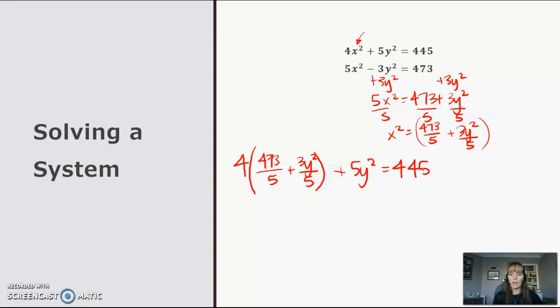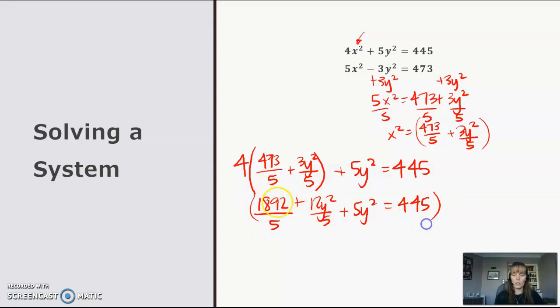Now, at this point, I'm going to go ahead and distribute the 4, okay, and don't freak out too much. I promise this will start to look a little prettier. So 4 times 473 is 1,892, and then 4 times 3y squared, I'm sorry, that's over 5. 4 times 3y squared is 12y squared, and that's over 5. To make my life easier, I don't want fractions, so I'm going to multiply the entire equation by 5 to get rid of that denominator.